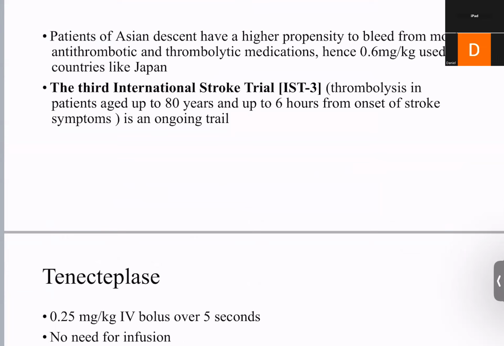Bleeding following use of IV thrombolytic agents is another huge complication. Asian patients have higher propensity to bleed from most of the antithrombotic and thrombolytic medications. In countries like Japan, they are using a lower dose, that is 0.6 mg per kg. There is an ongoing trial, the IST3 trial, the third International Stroke Trial, where they are trying up to 6 hours from the stroke onset for IV thrombolysis.